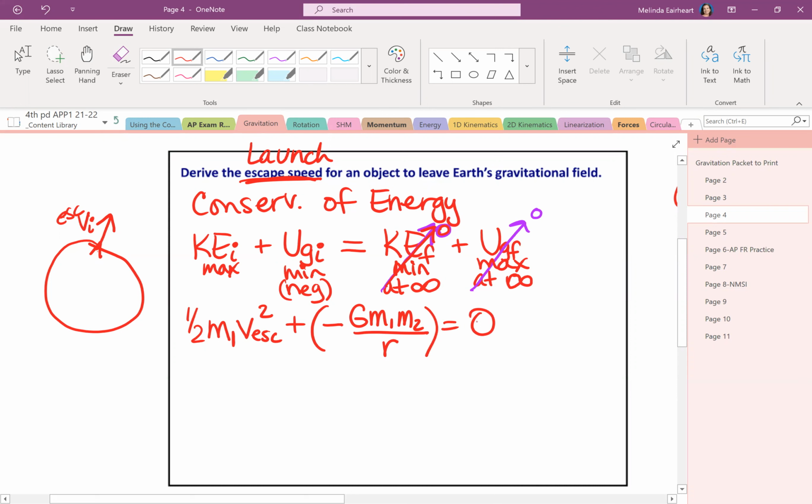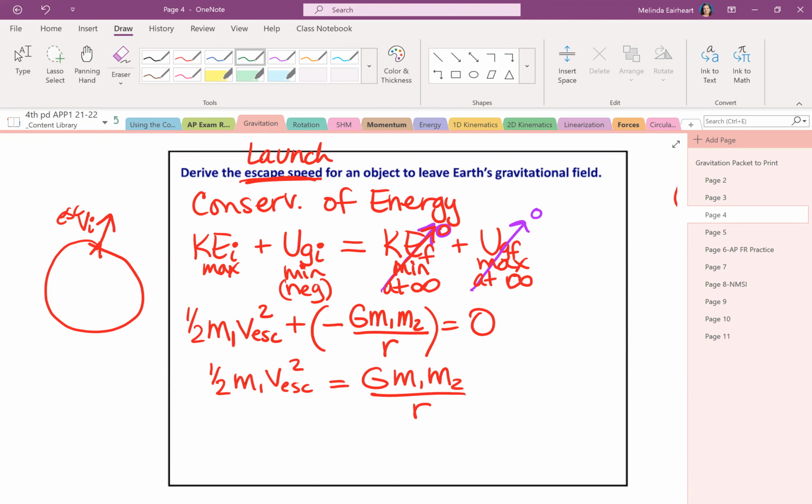Here we can add that GMm over r to the other side. And notice what happens. Which m cancels? The small mass. And what are we solving for? The speed. Solve for the escape speed. So we multiply both sides by 2 and then take the square root.